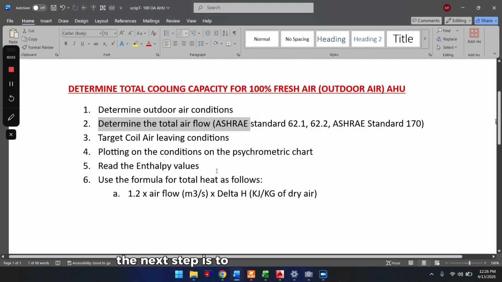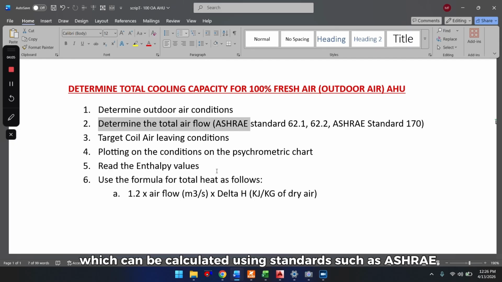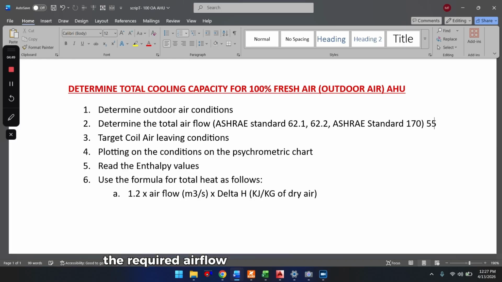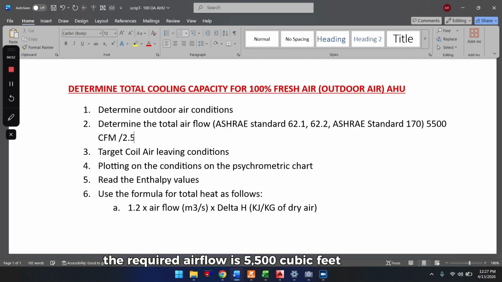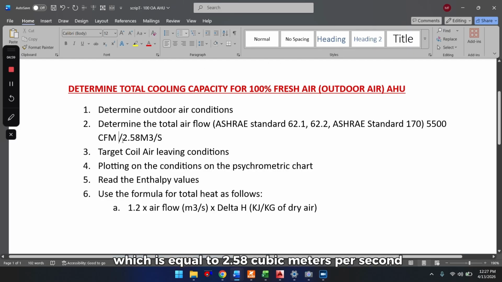The next step is to determine the total airflow, which can be calculated using standards such as ASHRAE 62.1, 62.2, or 170 depending on the application, and in our case the required airflow is 5,500 cubic feet per minute, which is equal to 2.58 cubic meters per second.